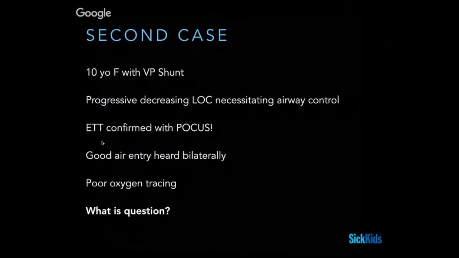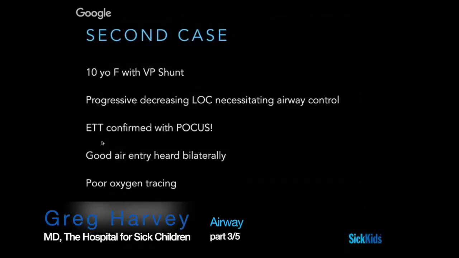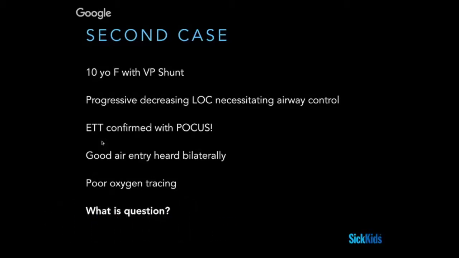Second case, a 10-year-old female with a VP shunt, progressively decreasing level of consciousness, and you need to control the airway. You put an ETT in and you confirm that it's absolutely not in their esophagus. You hear good air entry bilaterally, but you're not getting a great oxygen tracing. You're in the high 80s, so you're putting her on O2.